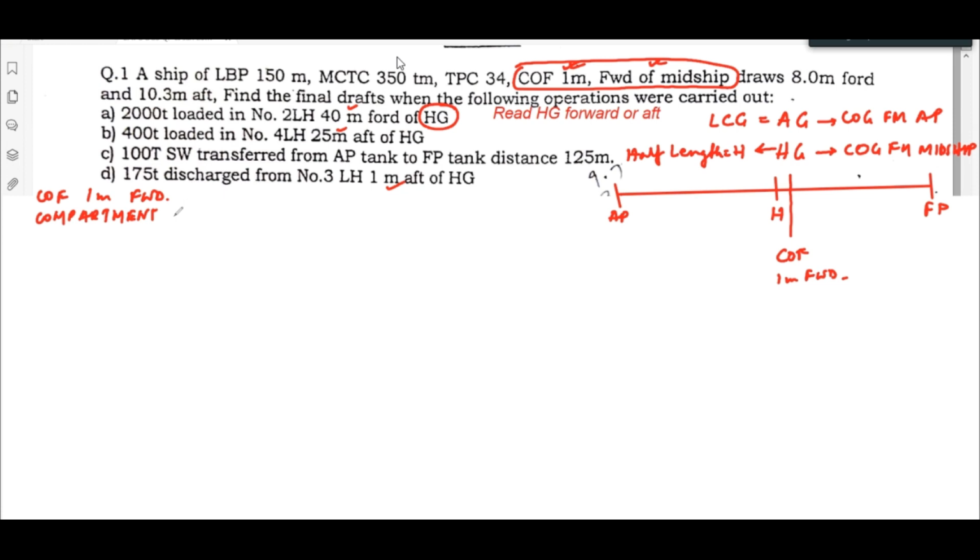So compartment, then we will put the location of G, and HG, we will convert it into the DCF, and then we will use the weight and what will be the trimming moment. We will put it there in that way. Okay?